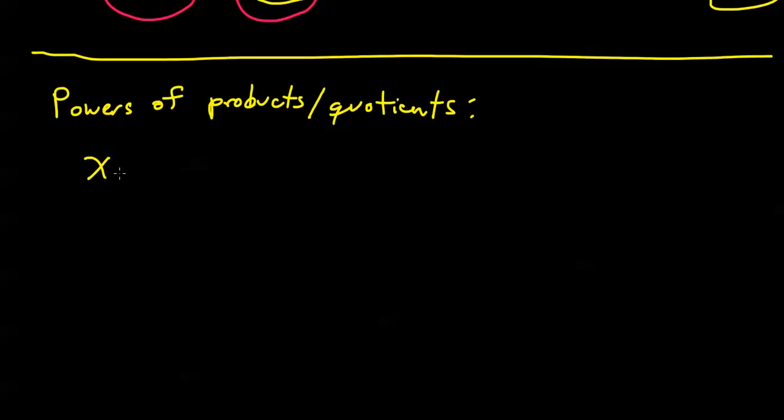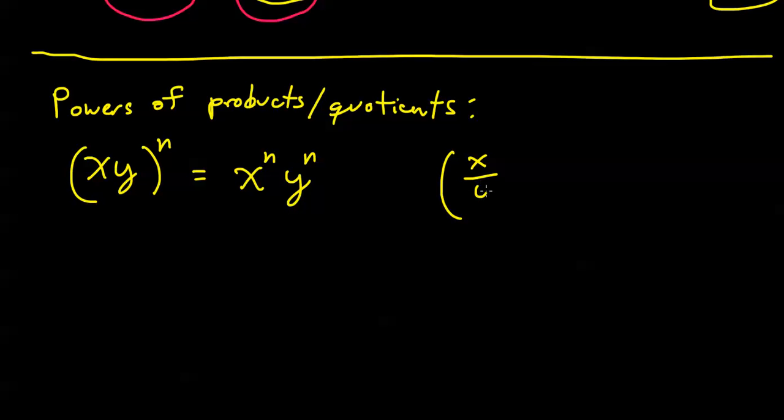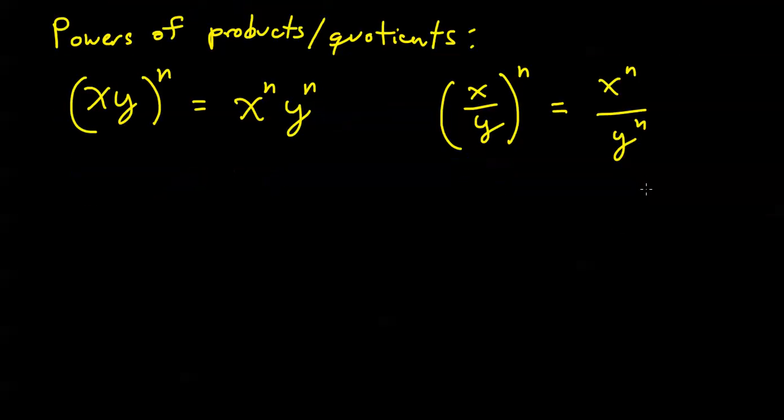Alright, a simple statement of the power of products, xy to the nth power. Basically I can distribute an exponent over a product, and our power rule for quotients is somewhat similar. If I've got a quotient to a power, I can distribute an exponent over a quotient. Alright, let's do examples of each of these.